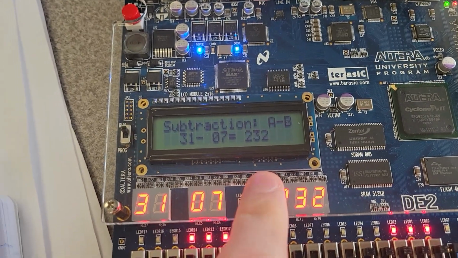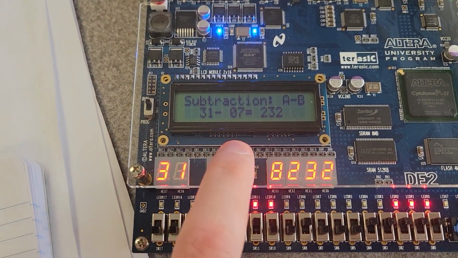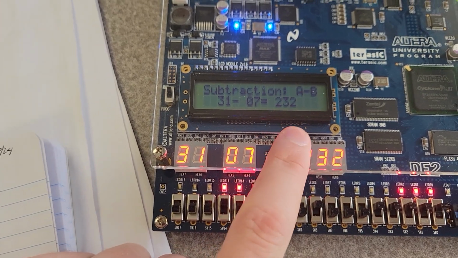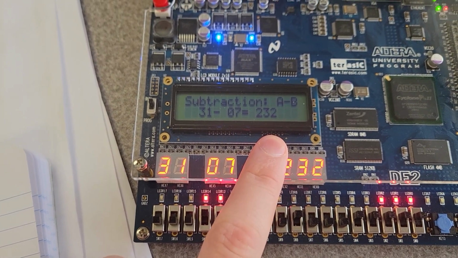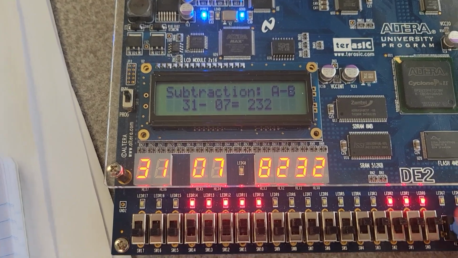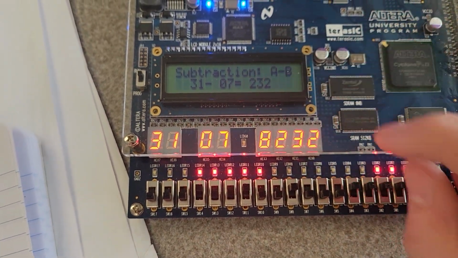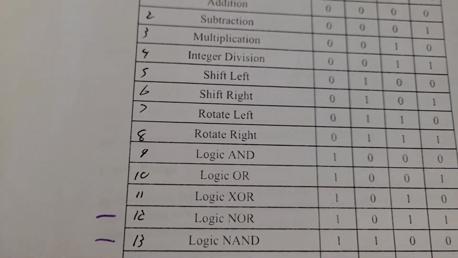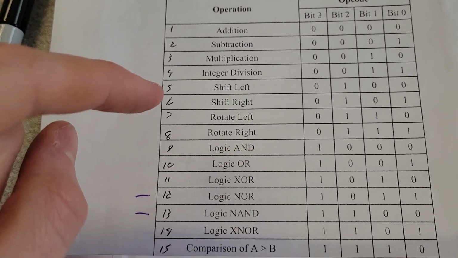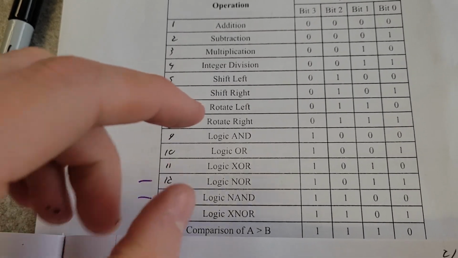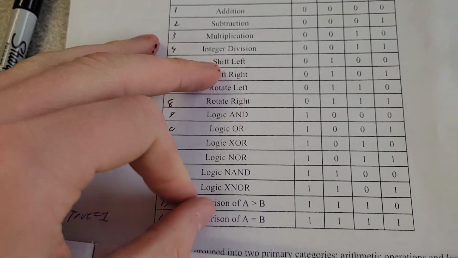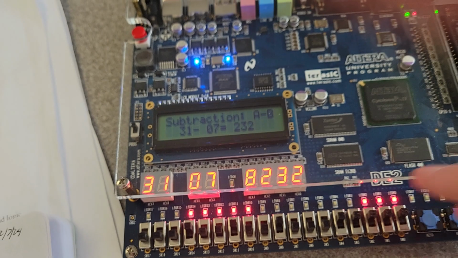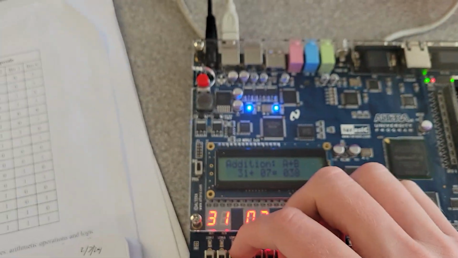But I'm going to change this to make it 31 minus 7 equals, I guess that would be 24. Yeah, that would be 24. So I still have to work on this subtraction. But also, I'm doing multiplication, integer division, shift left, shift right, rotate left, rotate right, all these logics, the comparisons, and I'll show you our multiplication right now.